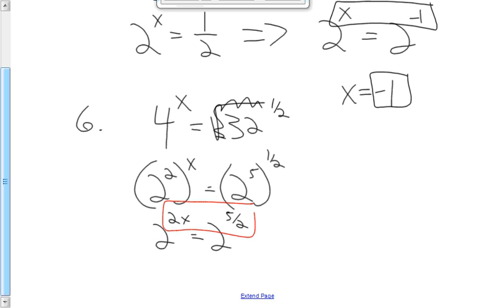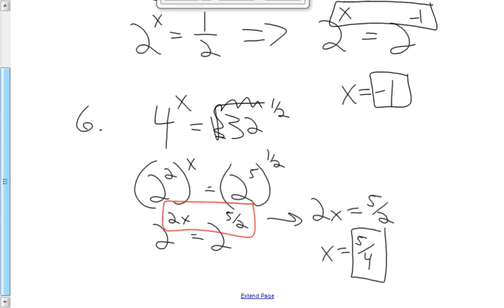And now we can set the exponents equal. So 2x equals 5/2. Then we can divide by 2 to get 5/4. So log base 4 of radical 32 is 5/4.